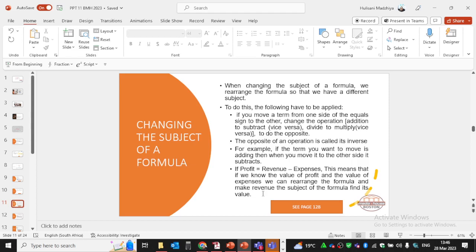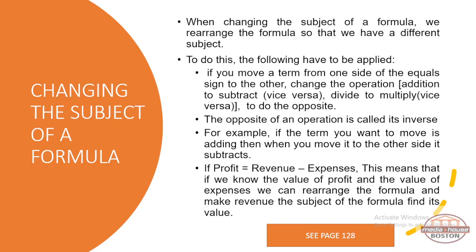So here it says that, based on the principle, when changing the subject of the formula, so I'm just going to go back to the full screen view. It says that when changing the subject of the formula, we rearrange the formula so that we have a different subject. And to do this, the following has to be applied. If you move a term from one side of the equal sign to the other, change the operation. If it's addition, you change it to subtraction. And if it's divide, to multiply, vice versa. So we do the opposite.